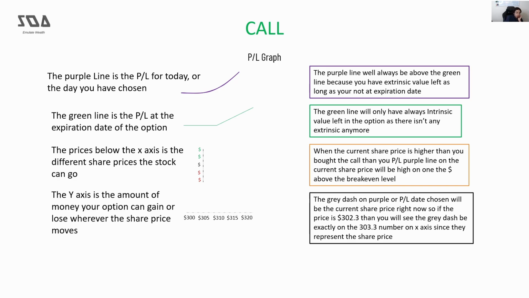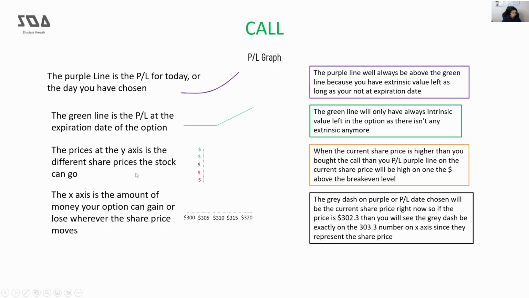So let's talk more about this. The purple line again is the profit and loss for today or the day you have chosen. The green line is the profit and loss at the expiration date of the option, remember? So the prices at the y-axis are the different share prices the stock can go. Remember? So if your stock, this is going to be your breaking level. If the P&L graph from the share price goes up, well, your P&L is going to be at a profit. It's going to be gaining in the option.